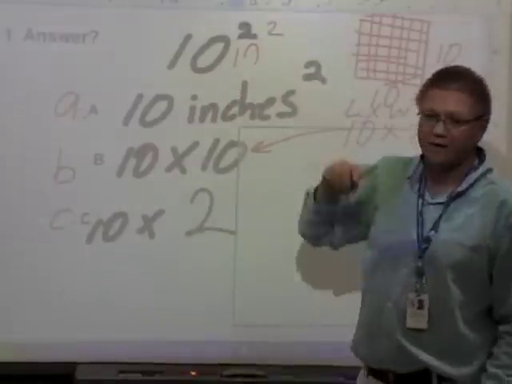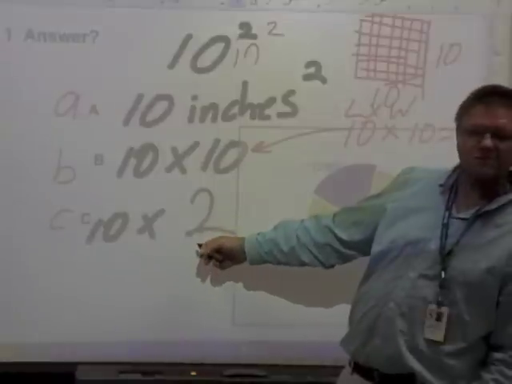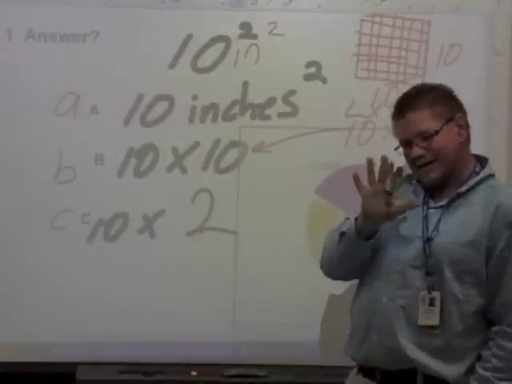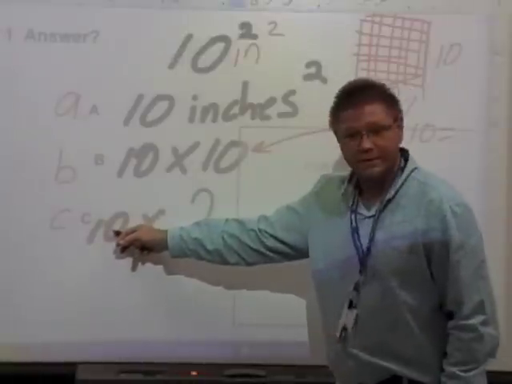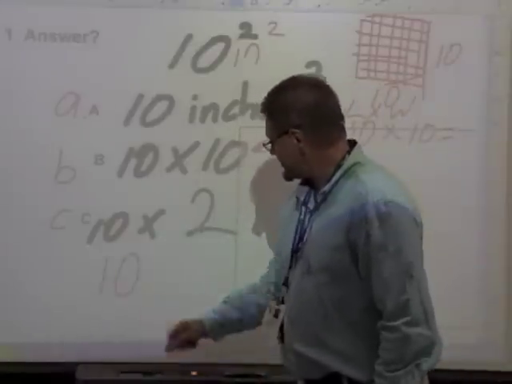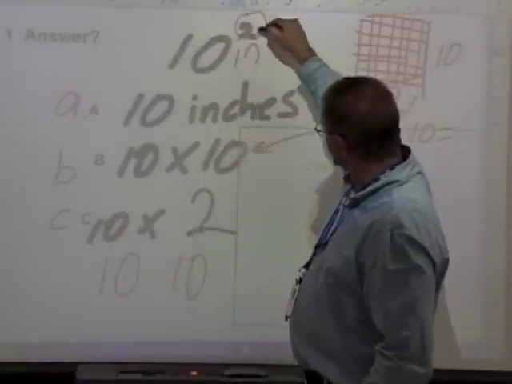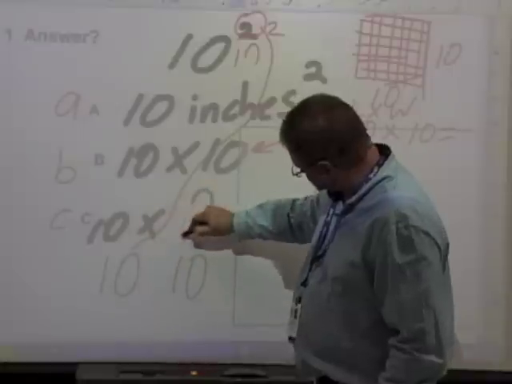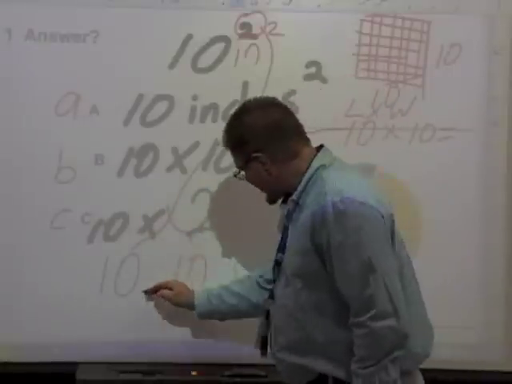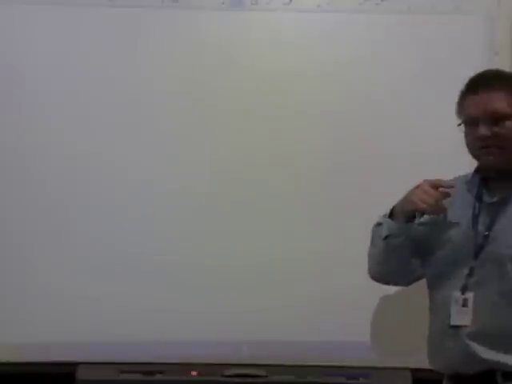10 with 2 up there, it doesn't mean 10 times 2. It's kind of a little bit different. It's 10 2 times, right? 10, 10, 2 of them. And what do you do with them? Okay. All right, let's try another one quickly just to see if you got it now.